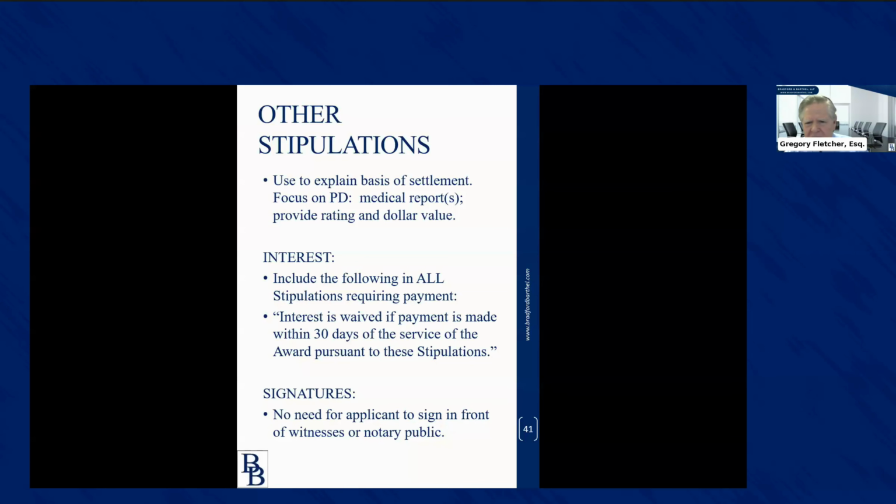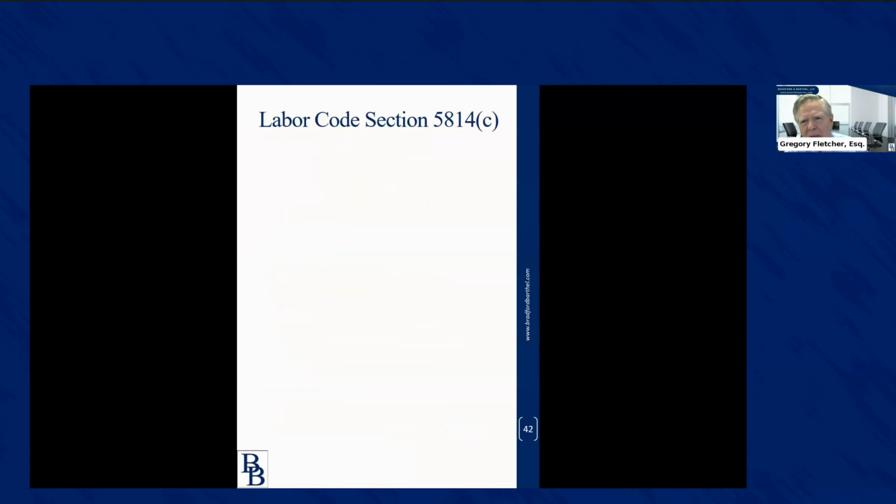Oh, signatures. No need for the applicant to sign in front of witnesses or a notary. That's another odd change between the C&R and the STIP. They just sign and they're fine. Whereas with the compromise and release, they've either got to find 2 witnesses or go get a notary.